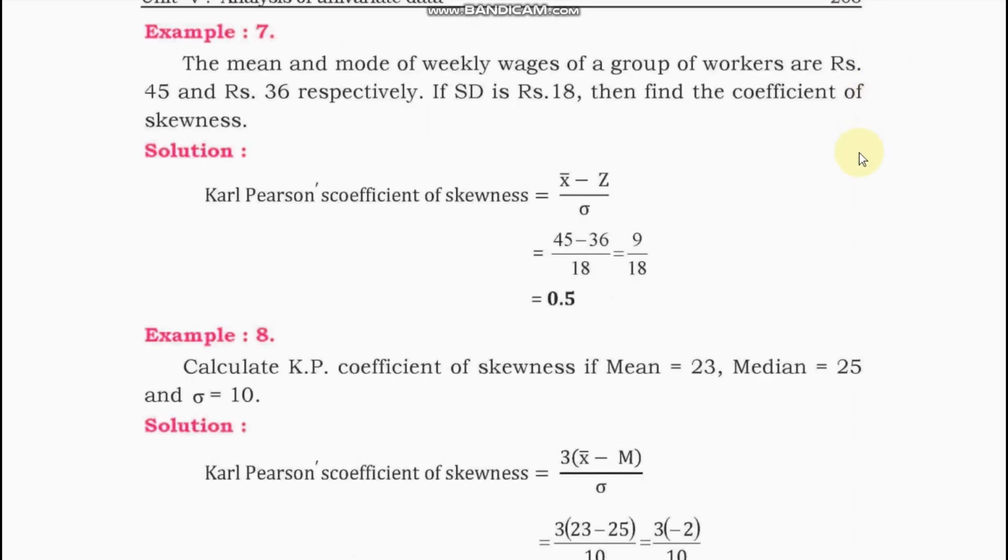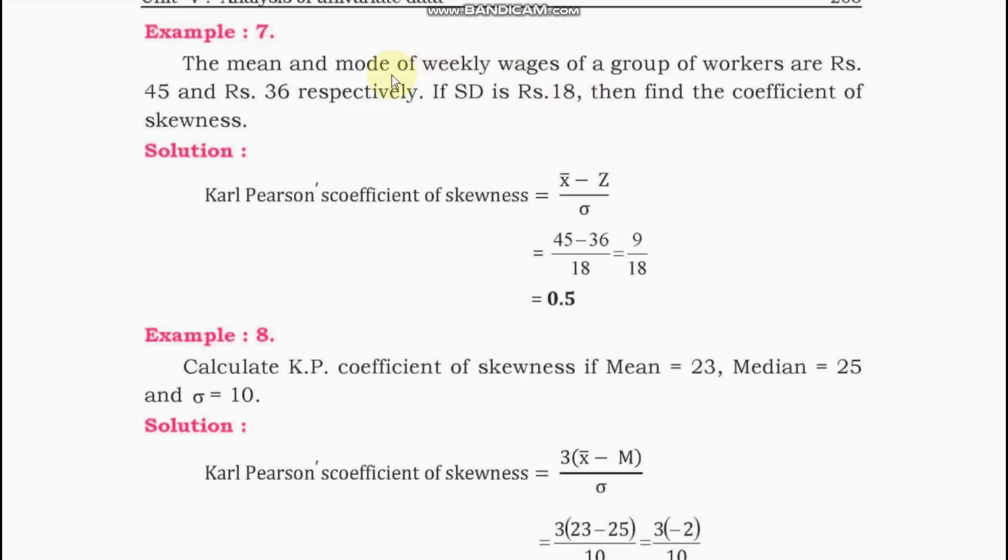Previously, the problems that we solved and discussed all are for 10 marks. Karl Pearson's coefficient of skewness or Bowley's coefficient of skewness is for 10 marks. So here let us discuss some problems which are for 2 marks.